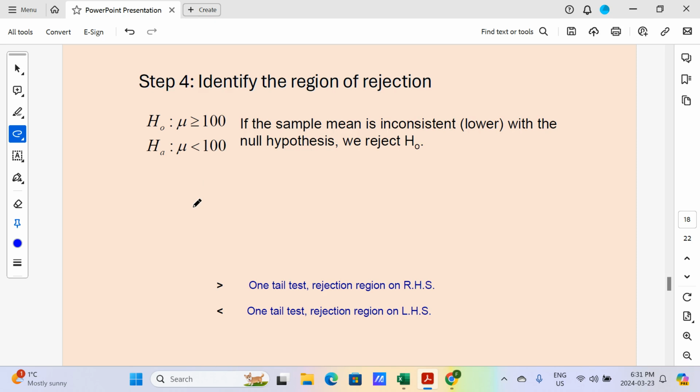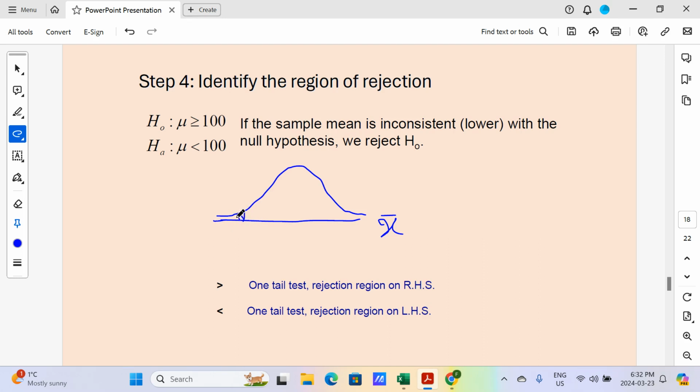But we have another rationale for that. In this case, we reject H0 if the sample mean is very small, and it is not consistent with the null hypothesis, because the null hypothesis says mu is more than 100, mu is large. If the sample mean X bar is very small, it falls on the left side, in this tail on the left side, and we reject H0.